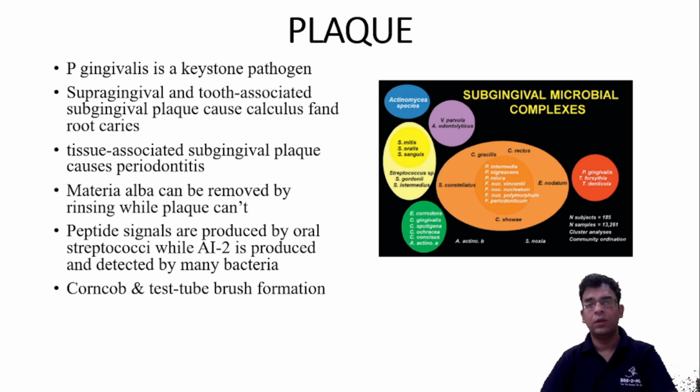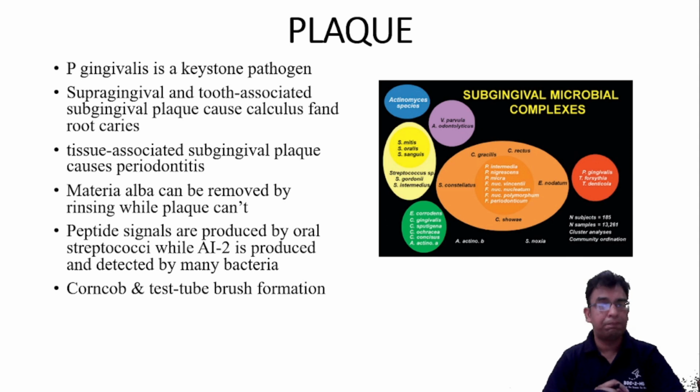Quorum sensing, important question from plaque chapter. Co-aggregation, co-adhesion, the difference between co-aggregation and co-adhesion, I have explained numerous times during the lectures and during our doubt session also. So that always remains important. Peptide signals, streptococci, AI-2, autoinducer 2 by many different bacteria. Corn-cob, test tube brush formation, Corynebacterium matruchotii. Whatever the name is, you just have to remember how it is asked in the exam.